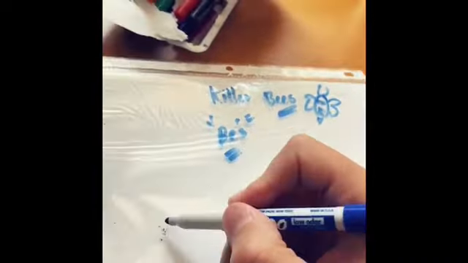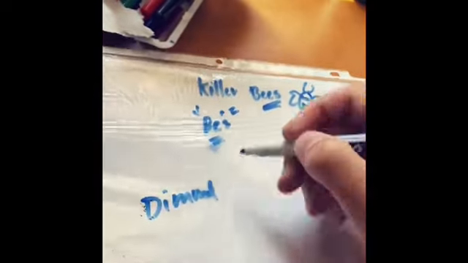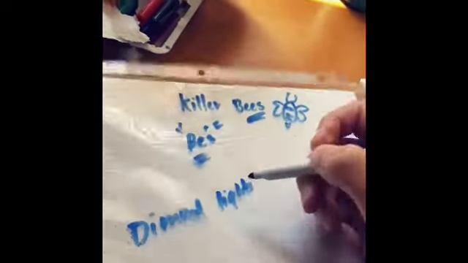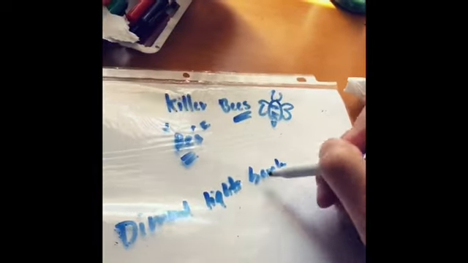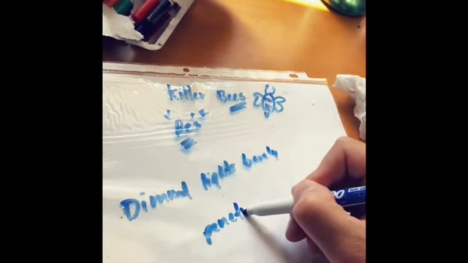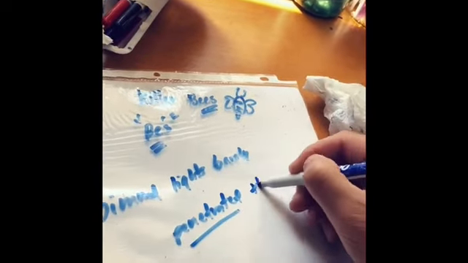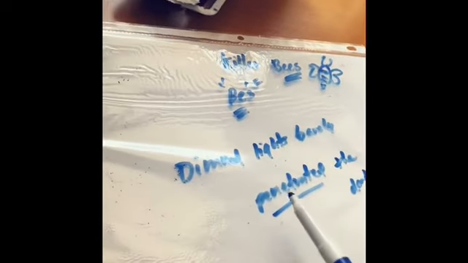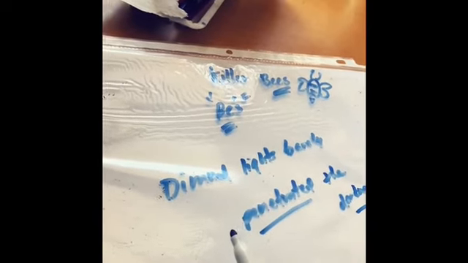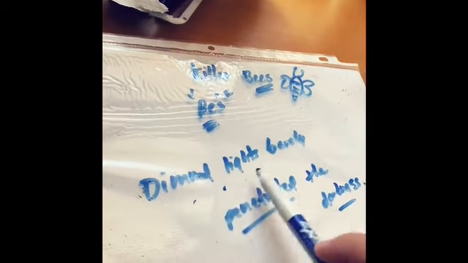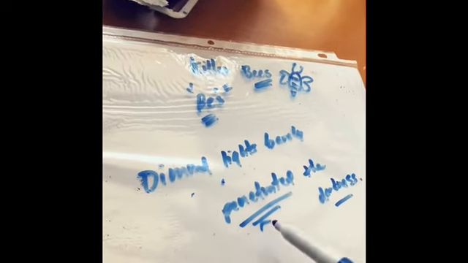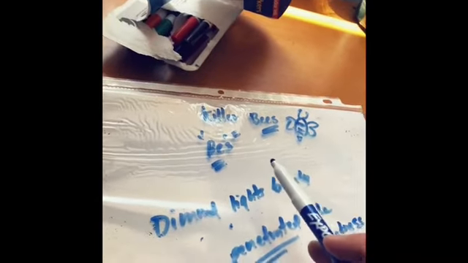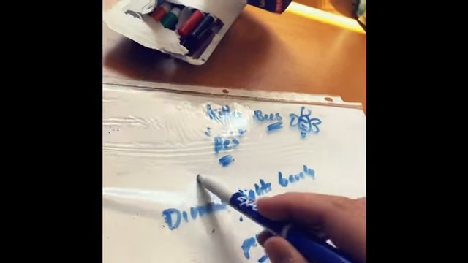Let's change it to something like this: Dimmed lights barely penetrated the darkness. So instead of the is and the are, it is very dark, the lights are, we're going to say dimmed lights barely penetrated the darkness. A lot more imagery, and we're not using any killer bees like is and are. This paints a much more vivid picture in your brain and is much more powerful.